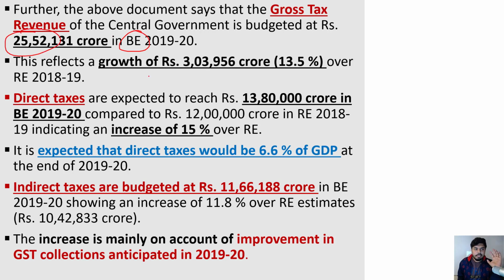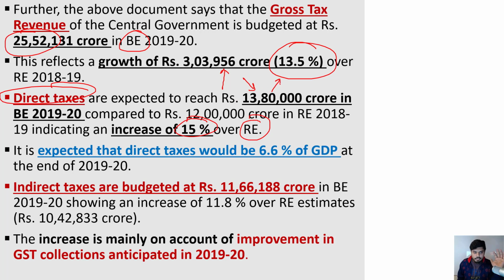Okay, and you see this is the growth of more than 3,39,000 crore rupees. It's a 13.5% rise. Okay, so that's important. Next, the direct tax. In this particular amount, direct tax share would be 13,80,000 crore rupees, and it is increased by 15% from the last year's revised estimate. Okay, so this estimate for 1920 is 13,80,000 crore rupees.